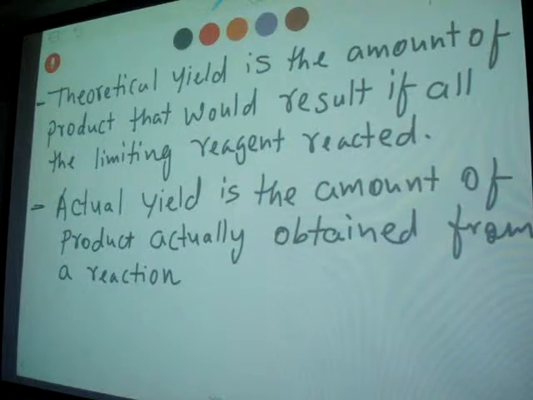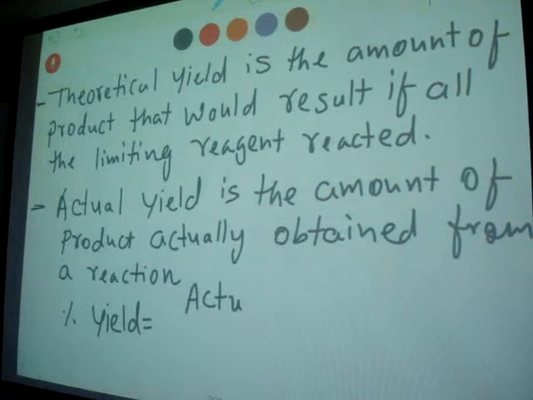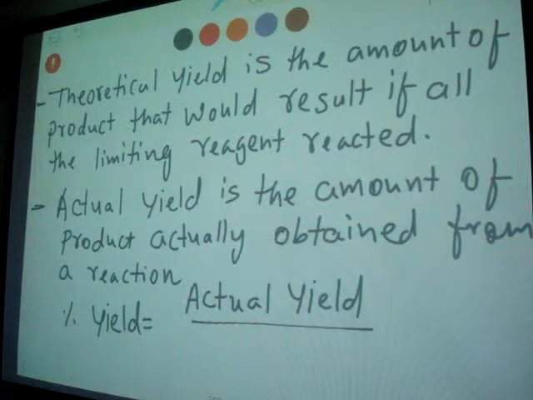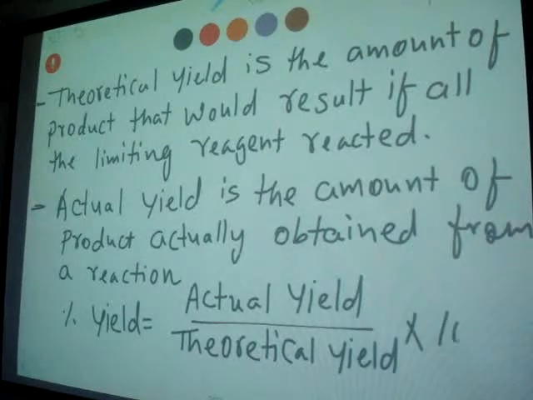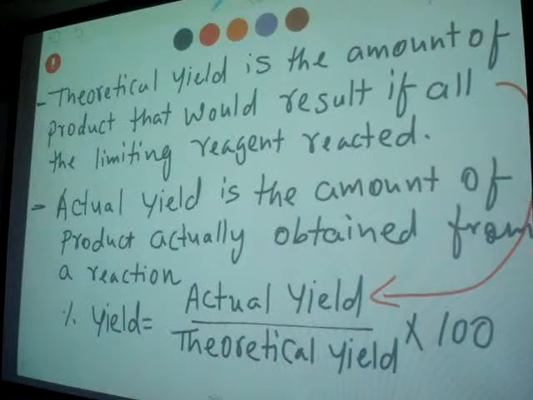And we can use this equation: percent yield equals actual yield divided by theoretical yield, times 100. So actual yield is the, we can determine through stoichiometric calculation from balanced equation.